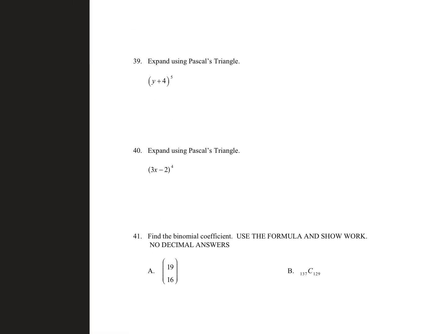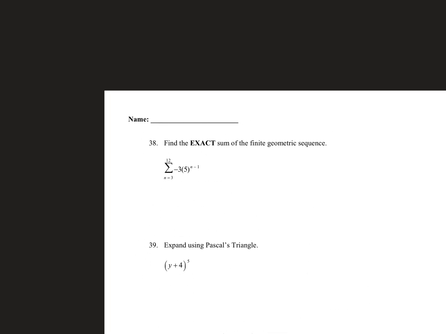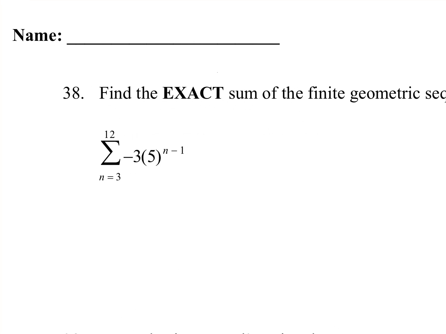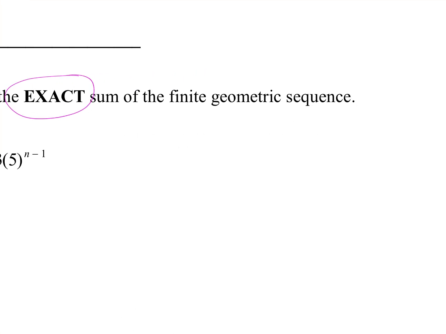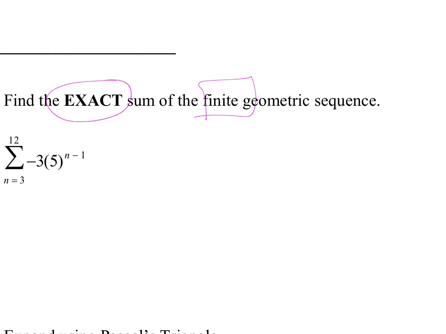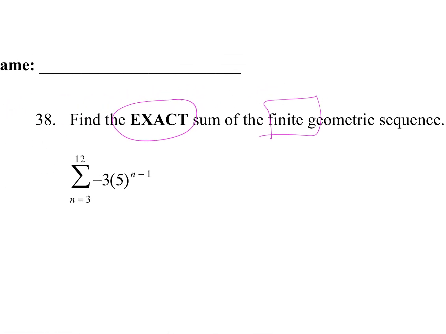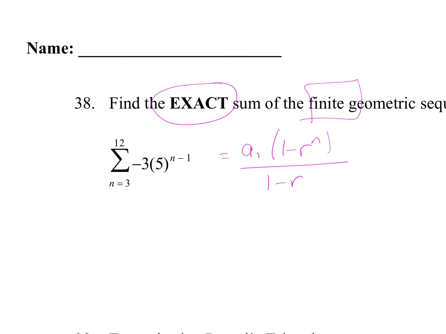All right, a couple more. We're almost done. This is kind of a review of the last stuff we did. All right, exact means no decimals. This is one of those longer problems. This is the one where we have to say, okay, it's my first term, 1 minus r to the n power over 1 minus r. So I got to figure out all this stuff. I got to figure out the n value. How many numbers am I talking about? I'm going to say 12 minus 3 plus 1.